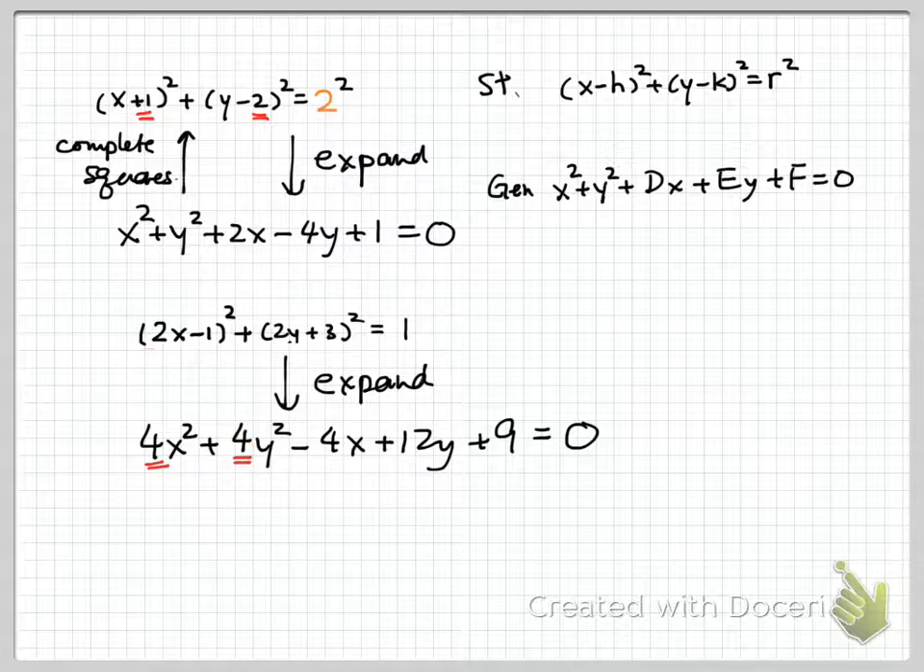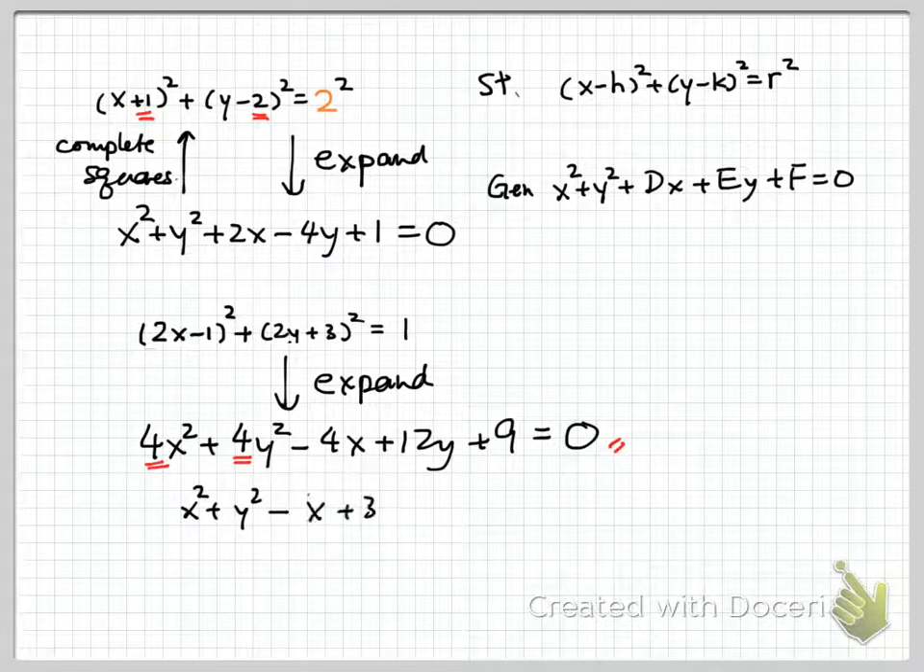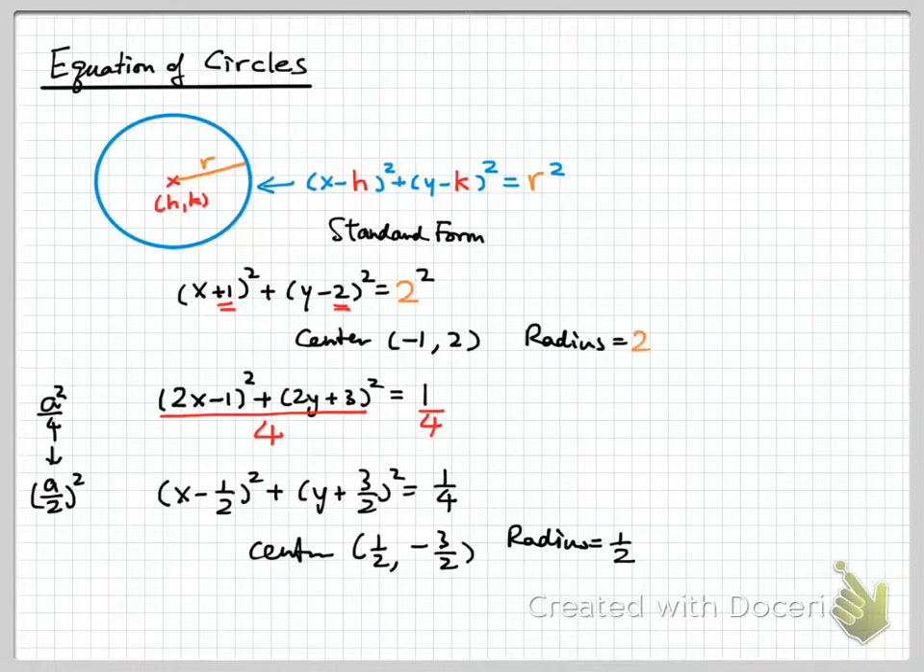4x squared and 4y squared. This is a general form, good enough. Or if you want it to look better, you can change the leading coefficient into 1: x squared and y squared minus x and 3y, but the constant term will be ugly. That will be 9/4. But actually they are the same. They are referring to the same circle with the center at 1/2 and minus 3/2, and the radius will be 1/2, just like what we investigated previously.